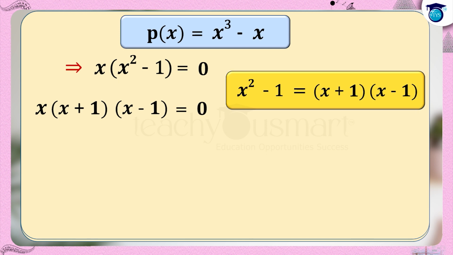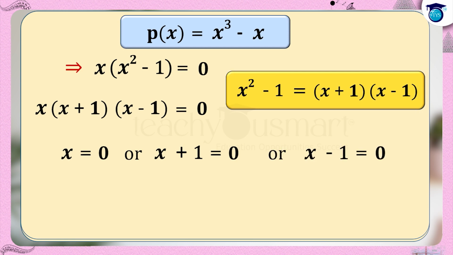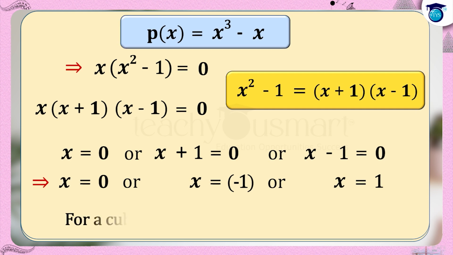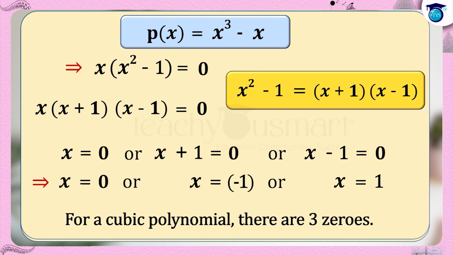We know that if the product of three factors is equal to 0, then each can be 0. That is, x equals 0 or x plus 1 equals 0 or x minus 1 equals 0, which implies x equals 0 or x equals minus 1 or x equals 1. Now, we get three zeros for the cubic polynomial p of x equals x cubed minus x. That is, for a cubic polynomial, there are three zeros.